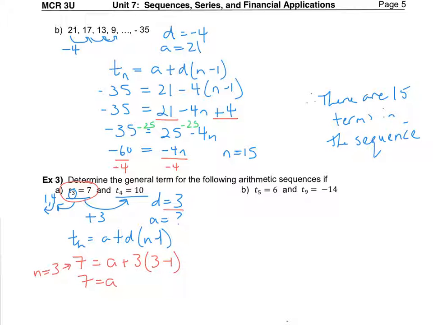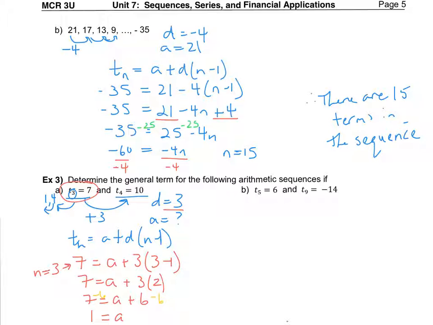A equals, BEDMAS says do what's inside the brackets first. 3 take away 1 is a 2. That gives me 6 there. So 7 equals A plus 6. Subtract 6 from both sides, and we get A equals 1, just like we had predicted. So if I had the 66th and 67th term, or the 67th and 68th term instead, this would be a much quicker way to figure out your A value.